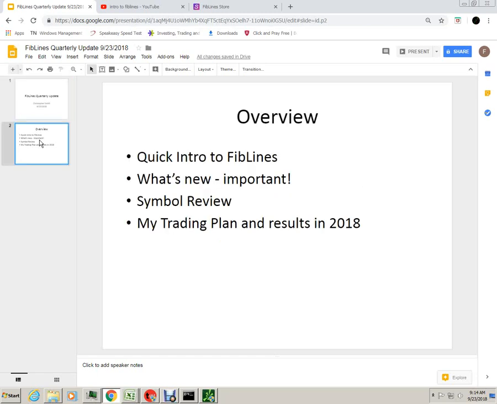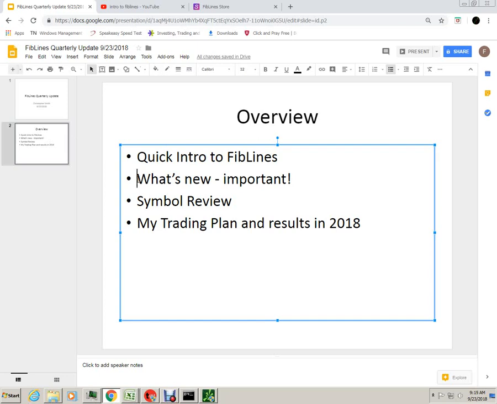A quick overview of the video. This will last just under 15 minutes, and we're going to give you a very quick introduction to the FibLines indicator. And this is really important. We're going to talk about what's changed, what's new in this indicator. This is probably the most significant change in the FibLines indicator since I first released it back in 2016. So please stay tuned for that.